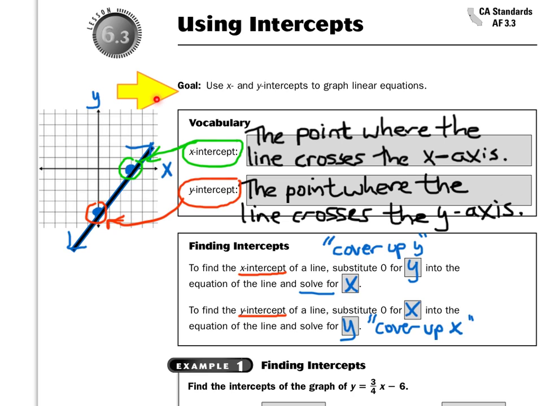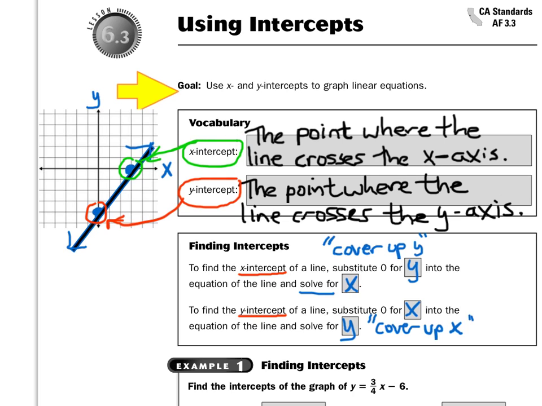So I want you to please do something like this in the margin of your note-taking guide. I want you to draw an X-axis and label it with an X, draw a Y-axis, label it with a Y, and then on the x-axis at +3, I want you to put a dot, and on the y-axis at -4, I want you to put a dot, and then I want you to use your straight edge and draw a straight line through those points, okay?